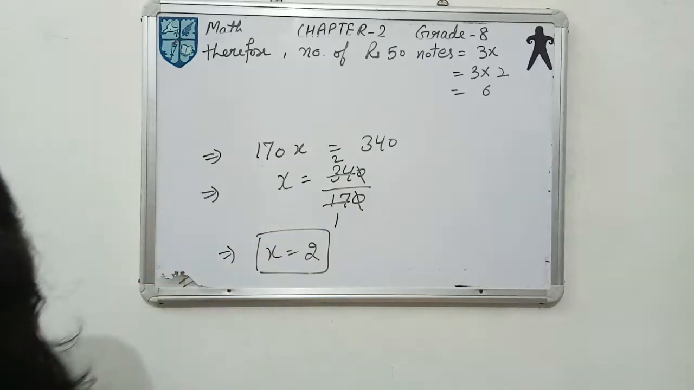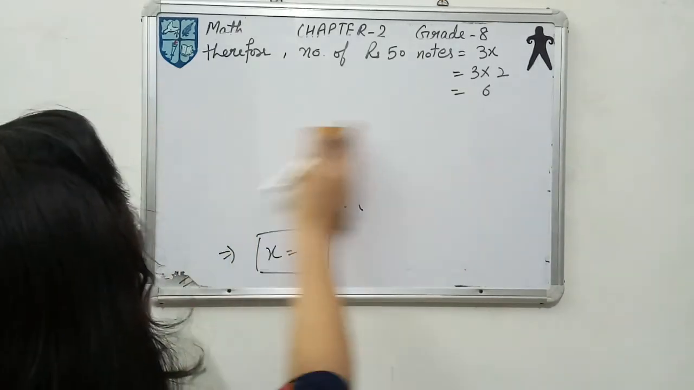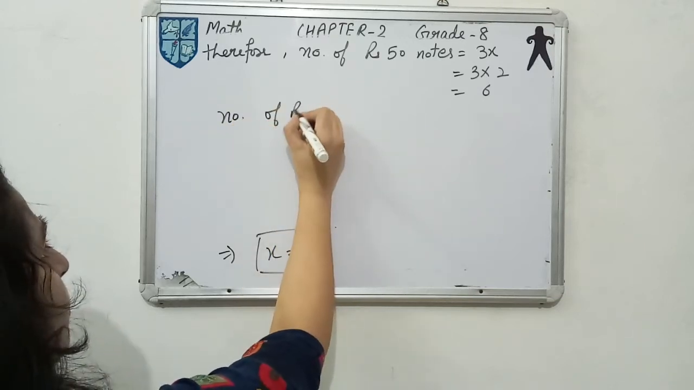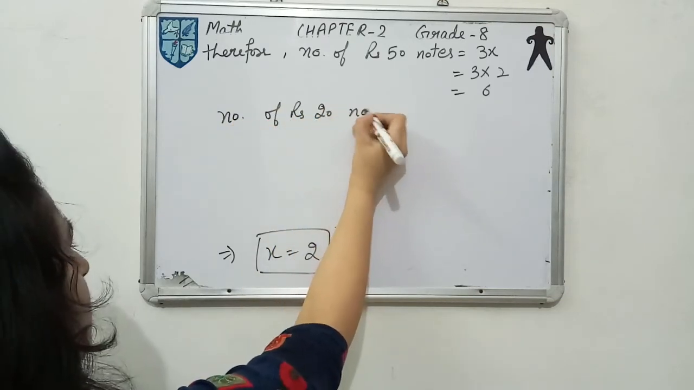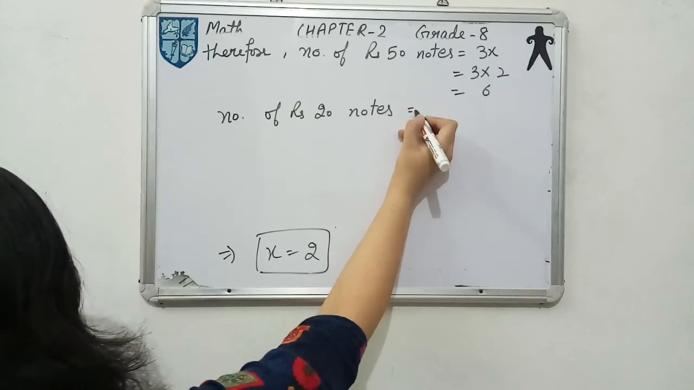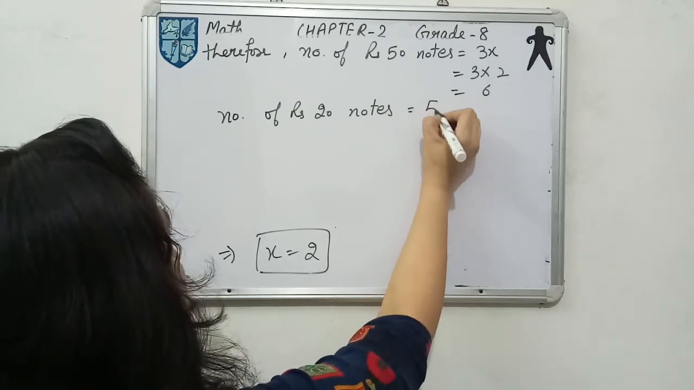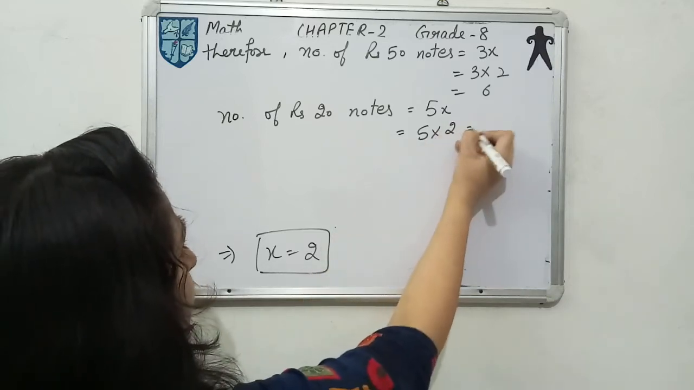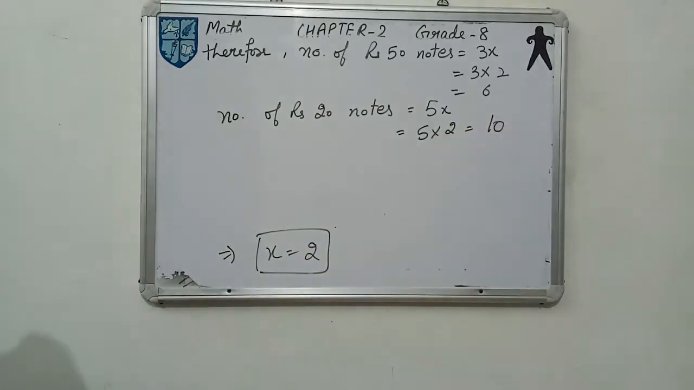Clear? Next, number of notes of rupees 20, what is it? So number of rupees 20 notes, this we have already let 5x in the previous part. So 5x, it means 5 multiplied by x. x is what? 2. So 5 2s are 10 notes of rupees 20 here.